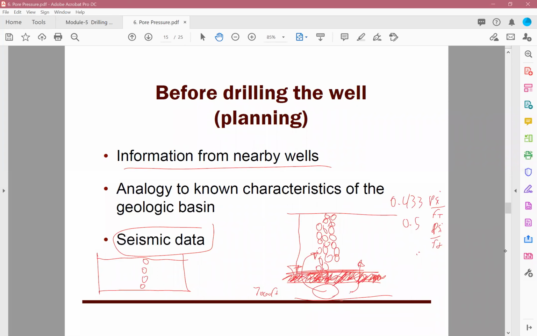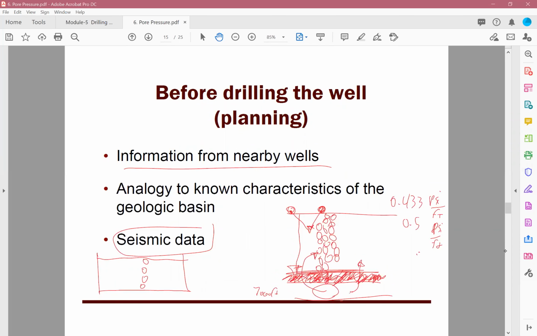Seismic data is another part. Anybody knows what seismic is? Waves. It's waves, right? Acoustic waves that they send through the surface, right? So there are devices that create an acoustic wave into the underground, and then there is a receiver that receives that back, right?